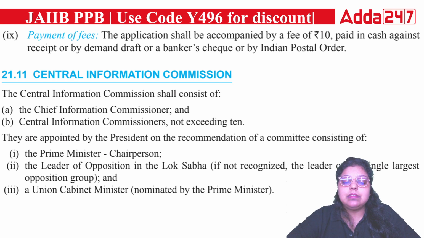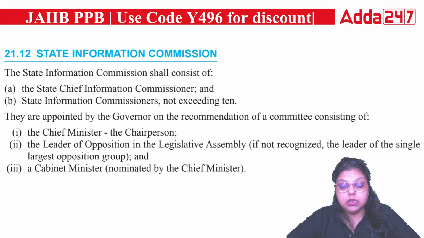Apart from that, next the State Information Commission will be there, that is established by the state government. It covers a State Chief Information Commissioner and State Information Commissioners, not more than 10. And they will be appointed by a committee in which the chairperson will be the Chief Minister, along with the leader of opposition in the Legislative Assembly, and a cabinet minister.